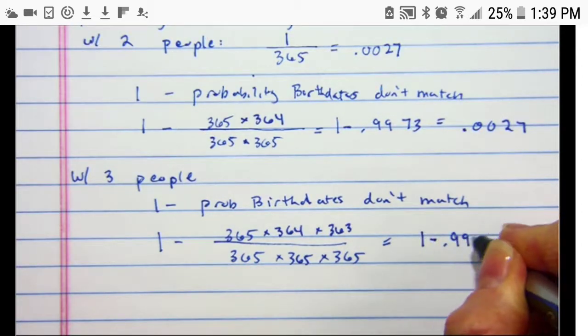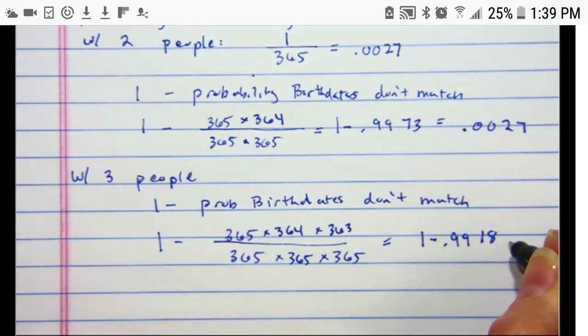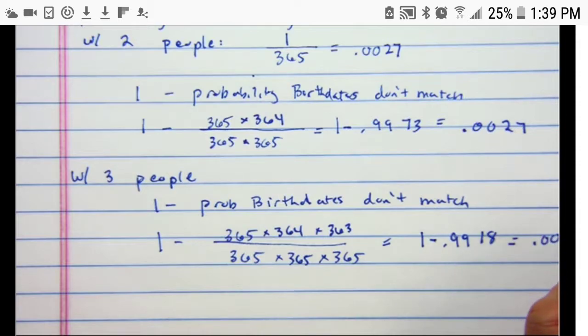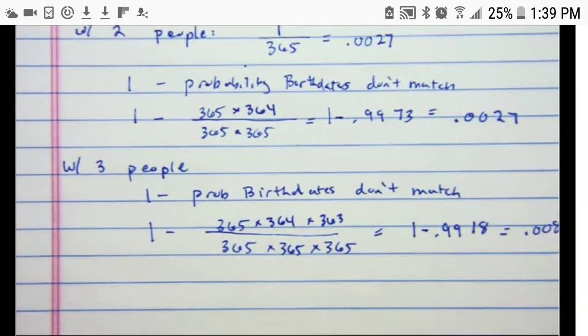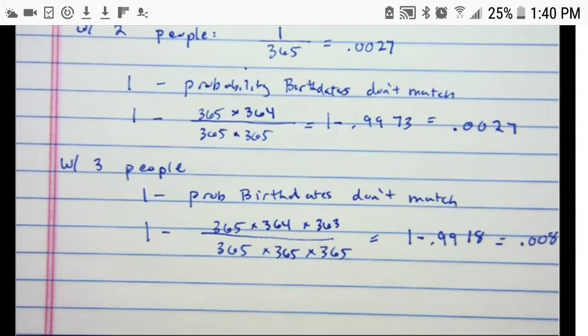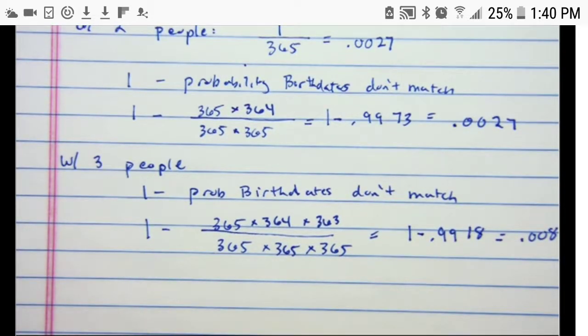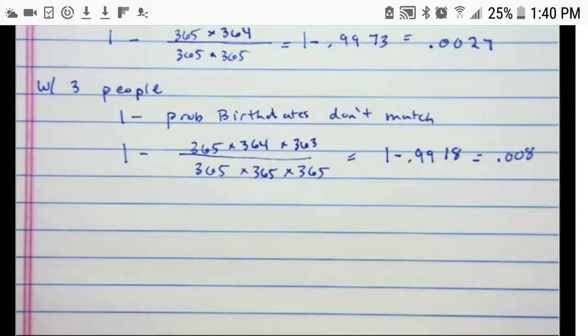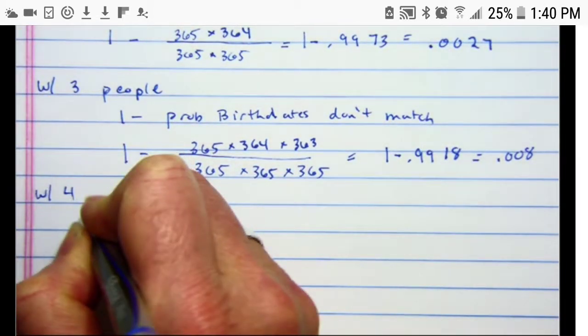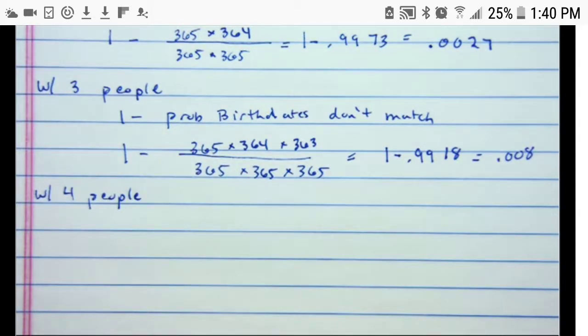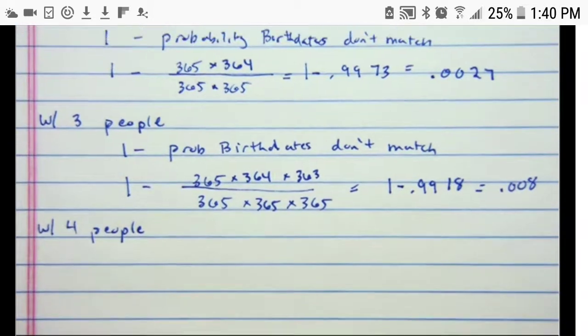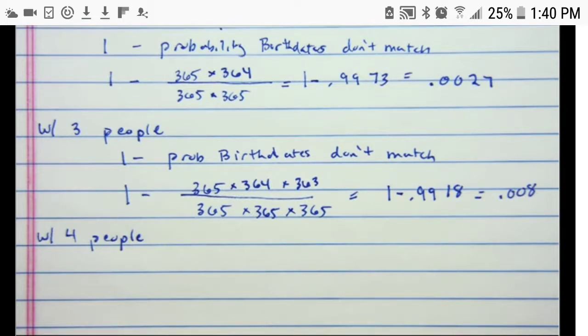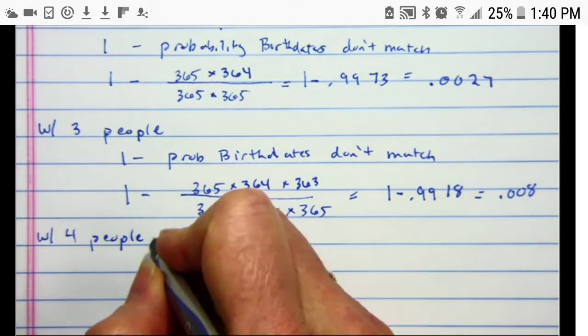So we'd have 1 minus 0.9918, or 0.0082. So still a very low probability that when you have 3 people, the birthdays match. Because remember, the probability that we end up calculating there on the right, the 0.008, that's that the birthdays do not match. I'm sorry, that is the probability that the birthdays do match, that two people share a birthday when there's 3 people together. And with 4 people together, you can follow the same pattern.